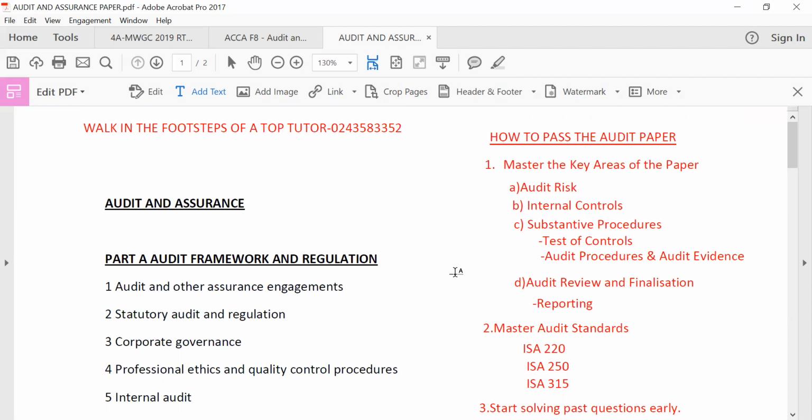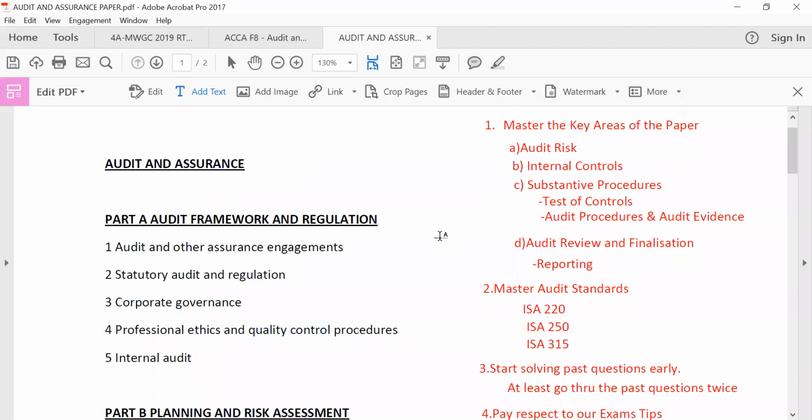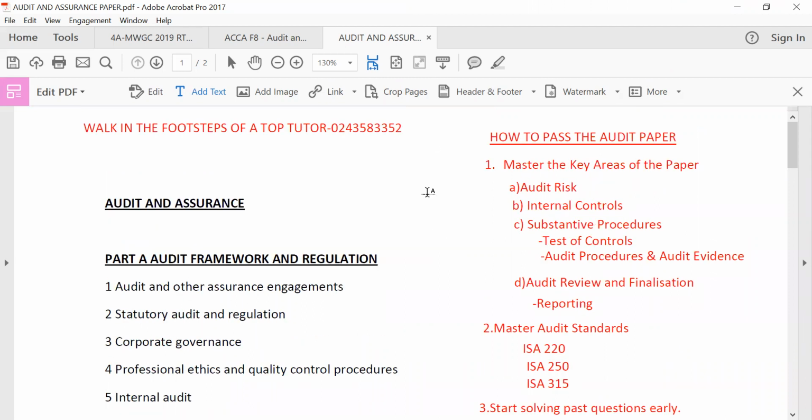Audit, right? So these are the four key elements that have to be done to get a pass. So I would advise that you really pay heed to that. How to pass the audit paper, very important. For any paper you think of writing, the first thing to do is to ask yourself, how do I pass this paper? But a lot of students do not do that. And another thing is that a lot of students do not give the audit paper respect.